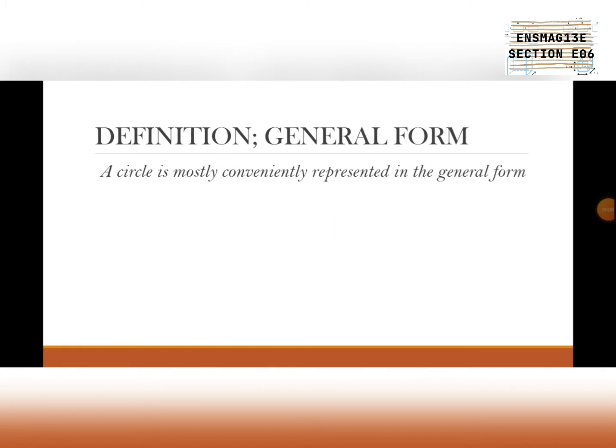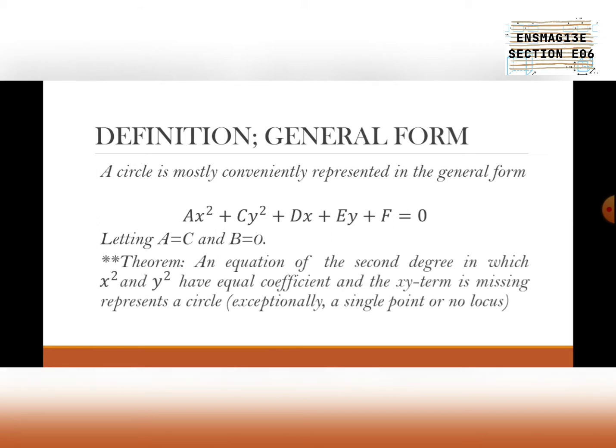A circle is most conveniently represented in the general form ax squared plus cy squared plus dx plus ey plus f is equal to 0, letting a equal c and b equal 0. An equation of the second degree in which x squared and y squared have equal coefficients and the xy term is missing represents a circle. Exceptionally, it may be a single point or no locus.